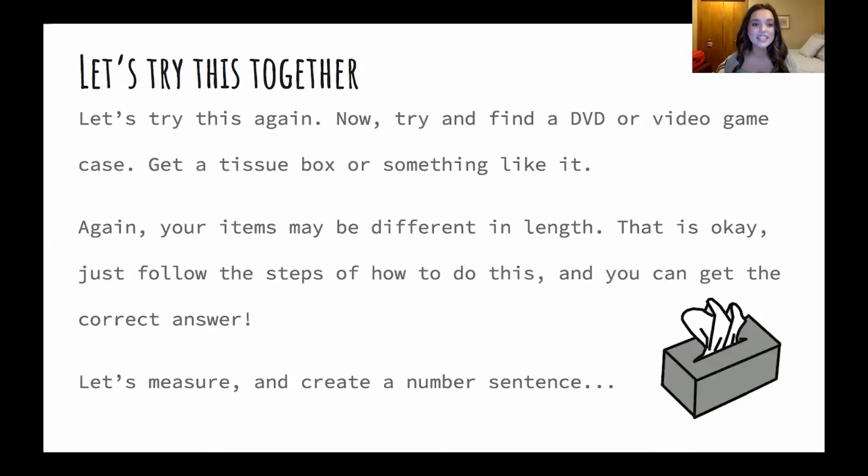Let's try this one together again, okay? Let's find a DVD or a video game case and a tissue box. Okay, I found a case from a movie, and I also found a tissue box. Now, I know some tissue boxes are not this tall and they're longer. That's okay. Whatever you have, you can use. Yours will be different in length, but we can still work together to get our answers.